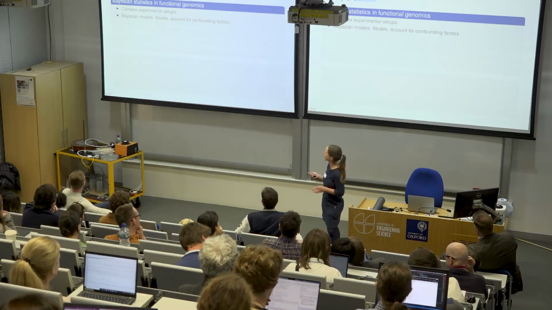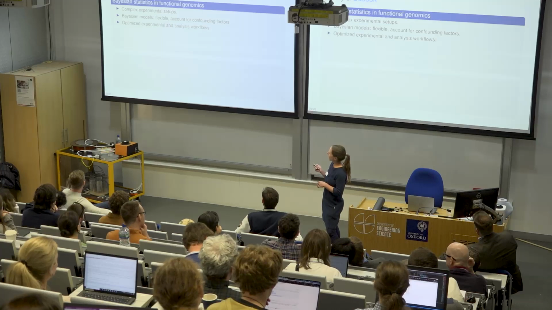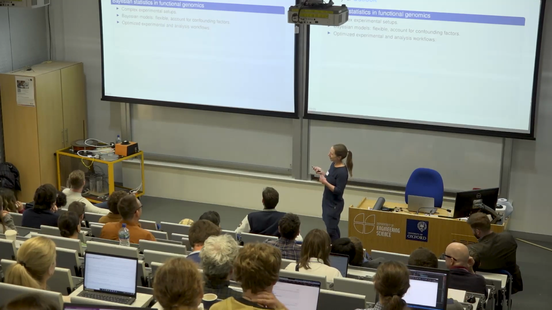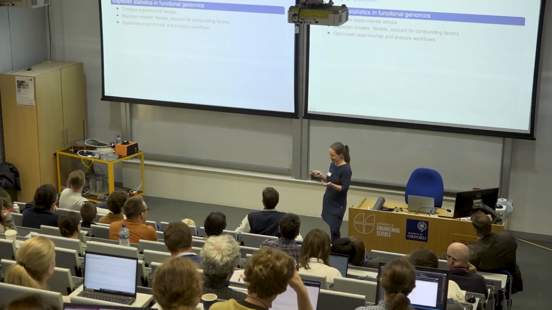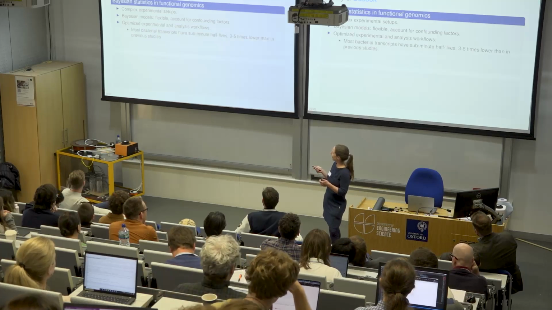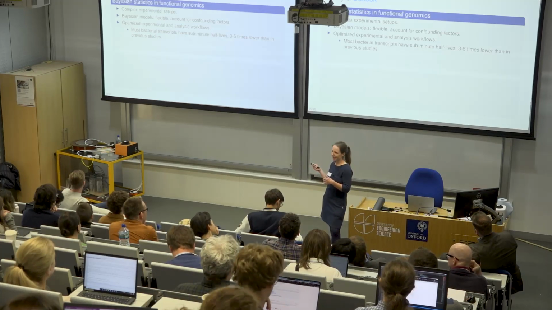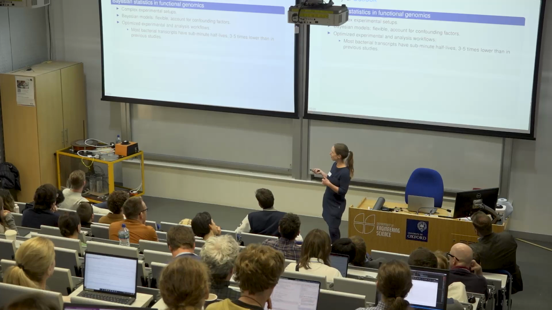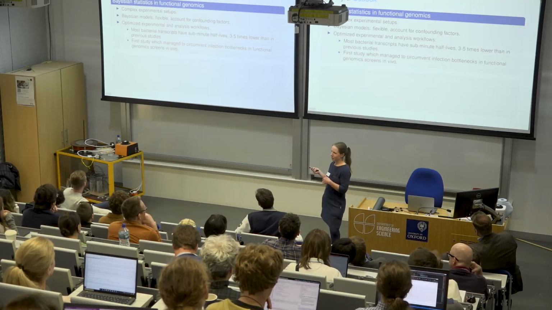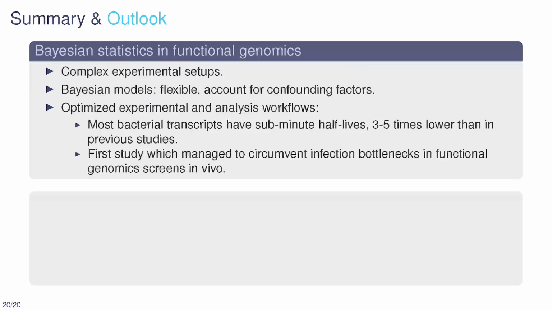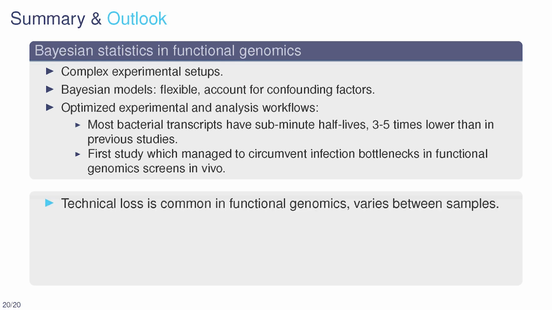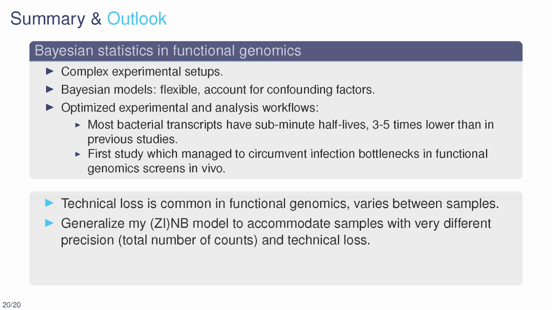Well, it was probably the easy part. Because of this optimization of the experimental and analysis workflow, we managed to show that bacterial RNA half-life is much shorter than what people previously thought, and we also managed to find a new virulence mechanism in vivo. This was the first study which managed to do such a screen because previously people did not manage to handle this infection bottleneck.